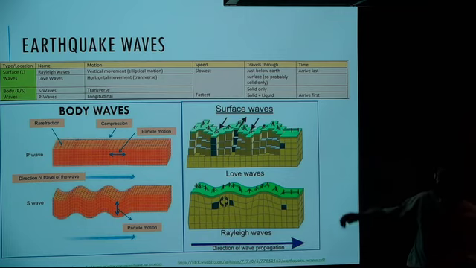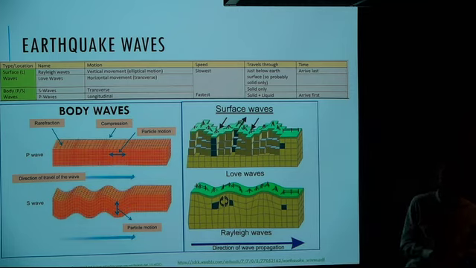So there's two basic types of waves. There's body waves and surface waves. Body waves are waves that occur inside the medium. So sound waves are body waves. You're hearing my voice going out in all directions. A surface wave only moves on the surface, like a wave on the ocean.